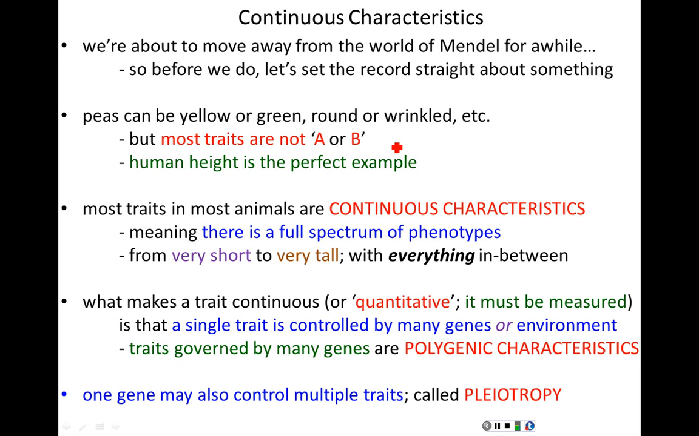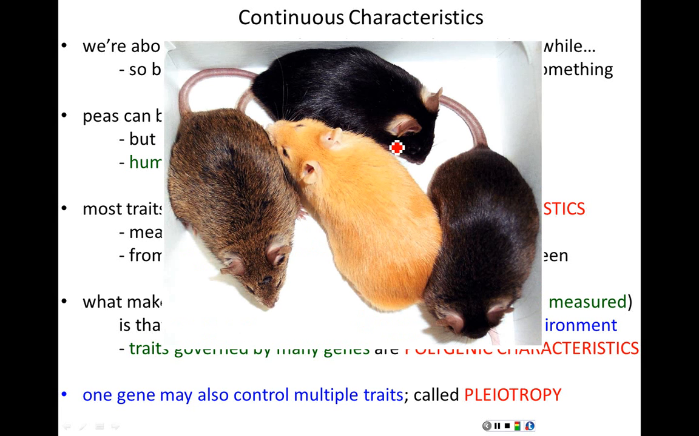And the same is true in reverse. There are some traits out there where one gene, in its own singular way, can control and influence multiple different traits, and we call this pleiotropy. Pleiotropy is one gene controlling many traits. Polygenic is many genes controlling one trait.